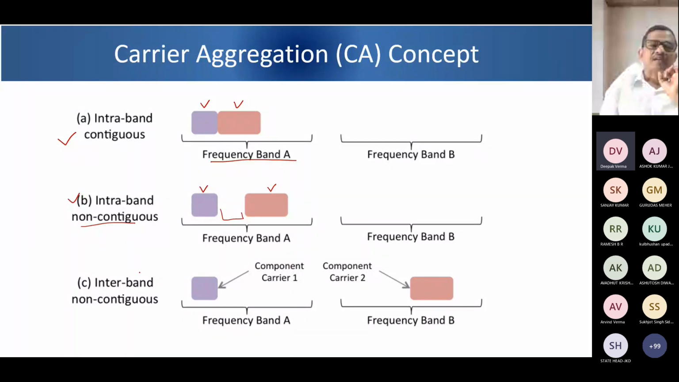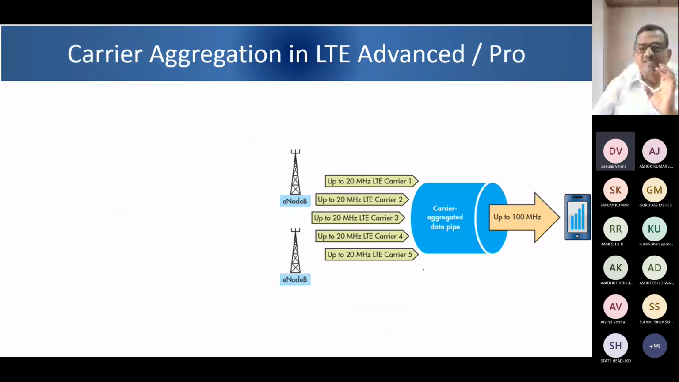Now you have inter-band. That means one is frequency band A, the other is frequency band B, and component carrier 1 is here, component carrier 2 is here. This can also be carrier aggregated in case of 5G. This was also possible in 4G. So let us look at what kind of carrier aggregation LTE was having. When LTE Advanced came, which release of 3GPP was it? Can somebody tell me?